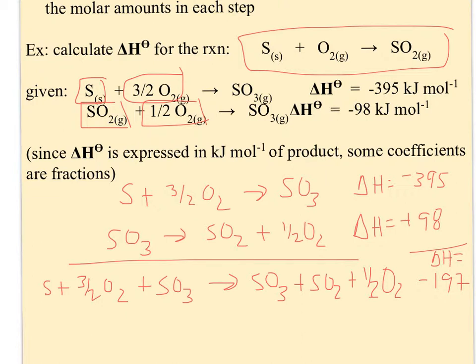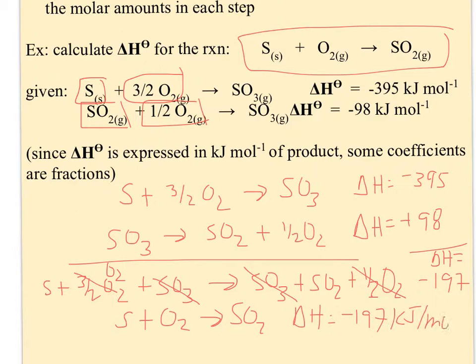To finish up, I look and see if I have like terms on both sides of the equation, and I have SO3 on both sides, so they cancel out. I have 3 halves O2 and 1/2 O2, so the 1/2 O2 comes off each side, leaving me just a single O2. When I rewrite my equation, I have S plus O2 yields SO2 with a delta H value of negative 297 kilojoules per mole.